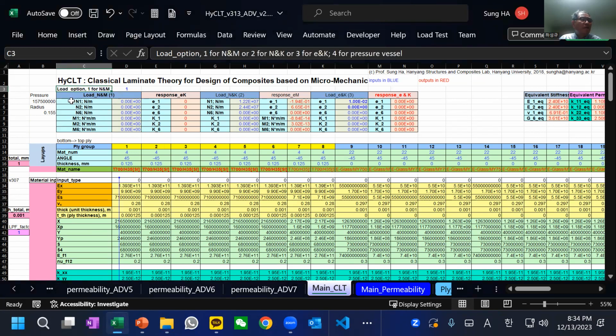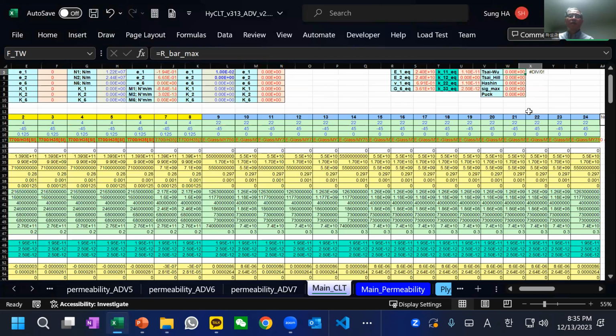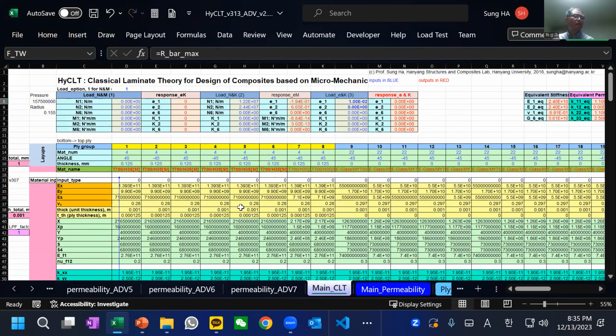All you need to do is first choose the load option 1. 1 means you simply enter the mechanical load here. So they are all 0, and as you can see, the response will be all 0 here. No strain, no curvature, obviously. So double-check the SIO index, the failure index, they are all 0, simply no stresses.